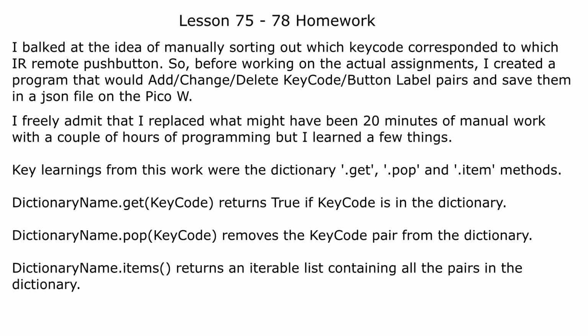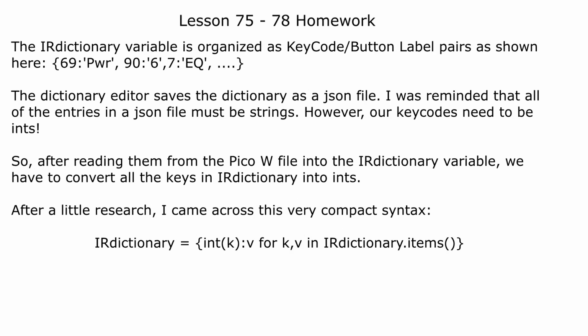Dictionary name.get of key code returns true if key code is in the dictionary. Dictionary name.pop of key code removes the key code pair from the dictionary, and dictionary name.items returns an iterable list containing all the pairs in the dictionary. The IR dictionary variable is organized as key code button label pairs as shown here. The dictionary editor saves the dictionary as a JSON file.